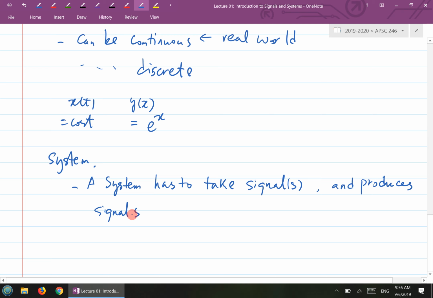Okay? Yeah. That's the nature of a system. Now there is a special case. A system could produce signal without external excitation, and that's actually what we call an initial condition.